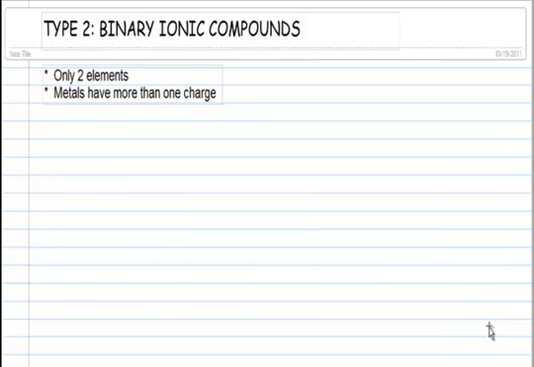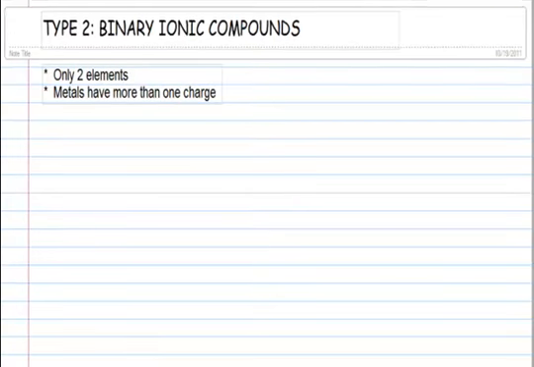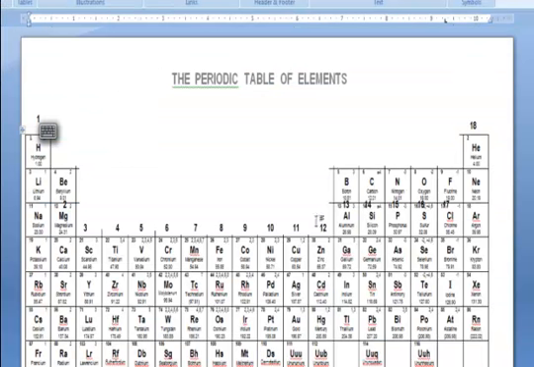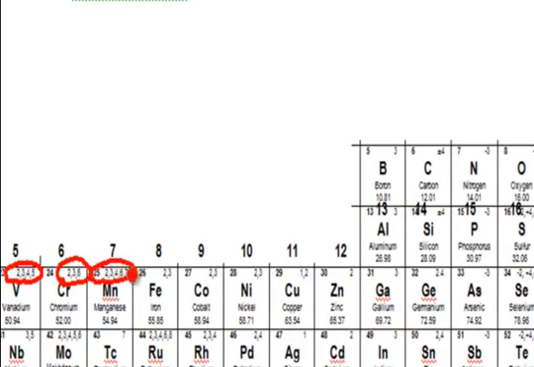Okay, now let's look at type 2 binary ionic compounds. In order to do this one successfully, guys, you must use the periodic table I showed you. Remember, type 2 binary ionic compounds contain metals that have more than one charge. So if you look at the periodic table I gave you, look at the charges. If it has more than one charge, it is a type 2.